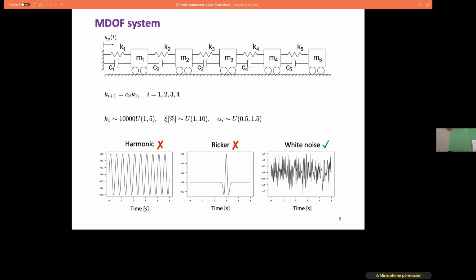So first we went with harmonic and Ricker wavelet. We tried to define some distribution for the frequency or the amplitude, and they were successful in predicting the response to harmonic excitation and Ricker wavelet, but not for earthquake. Because of that, we decided to go with the white noise. However, what we did was just using 5 seconds of the white noise, and for example, the delta T could be 0.02. This is how we are training our model.